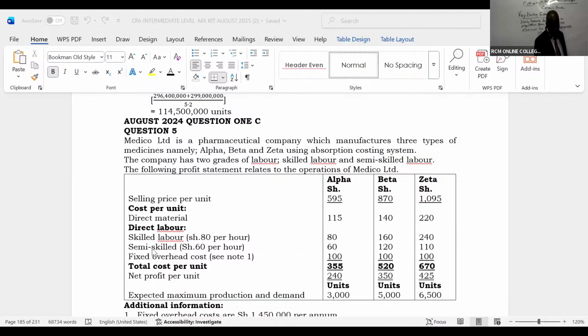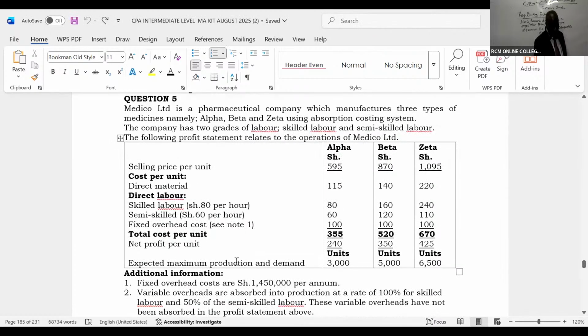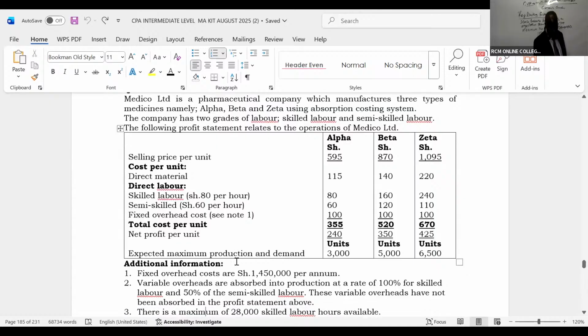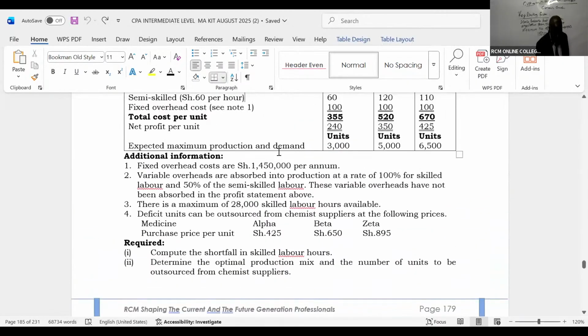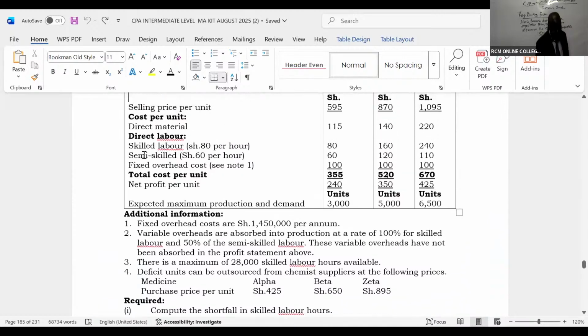All right, so what do they want me to do? I can see the expected maximum production and demand. Number 1, they want me to compute the shortfall in skilled labor hours. Are you able to do that? The shortfall in skilled labor hours. This will be a 1-minute thing, very easy. Under direct labor, I'm able to see some great things there, so I'll copy this.